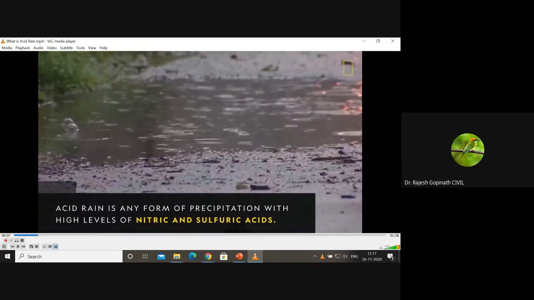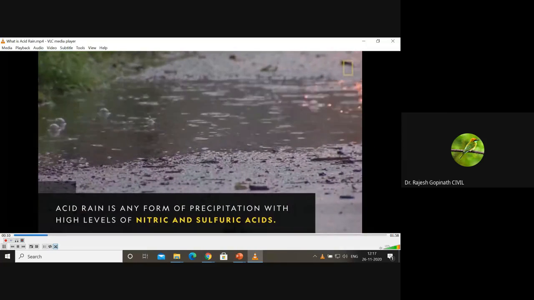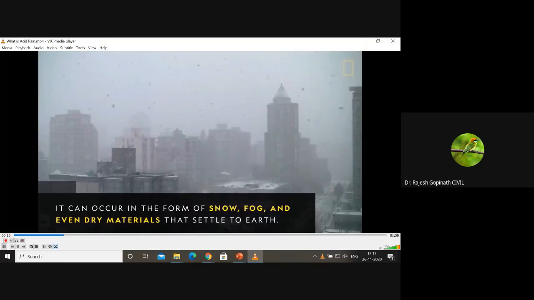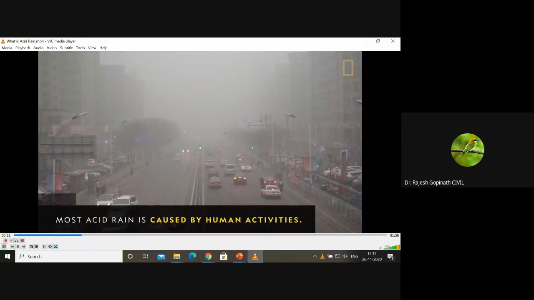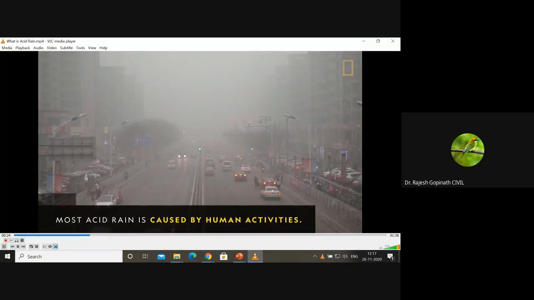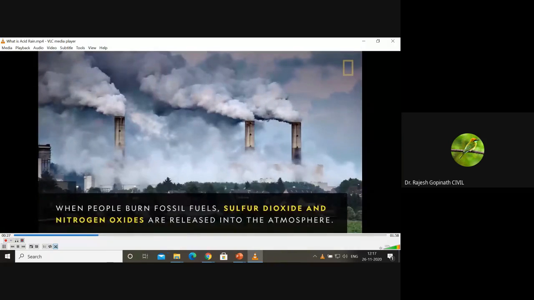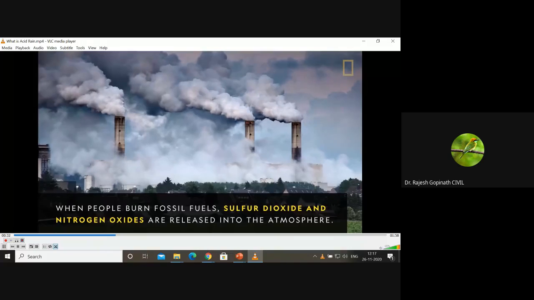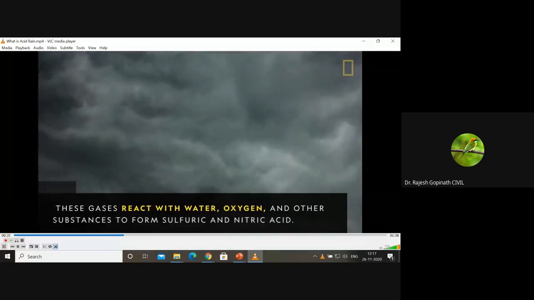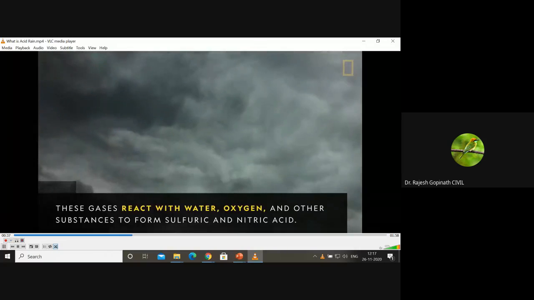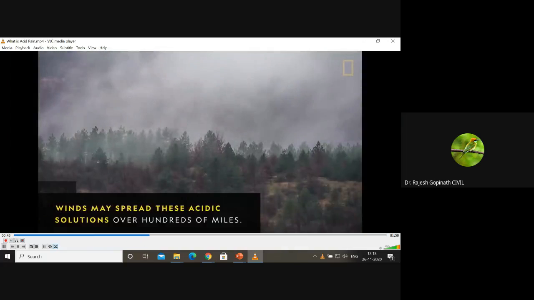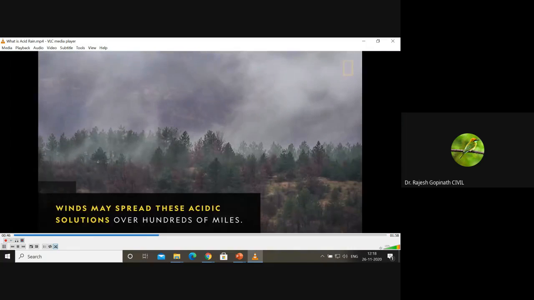Acid rain is any form of precipitation with high levels of nitric and sulfuric acids. It can occur in the form of snow, fog, and even dry materials that settle to Earth. Most acid rain is caused by human activities. When people burn fossil fuels, sulfur dioxide and nitrogen oxides are released into the atmosphere. These gases react with water, oxygen, and other substances to form sulfuric and nitric acid. Winds may spread these acidic solutions over hundreds of miles.